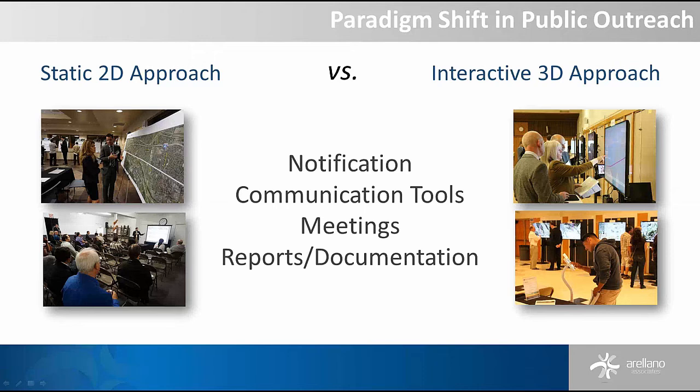So there is really a paradigm shift going on in public outreach over the last, I would say, 5 years. And it's moving from a static two-dimensional approach to a more interactive three-dimensional approach. And what I mean by that is, the old way of doing notification, communication tools, meetings, and reports and documentation has historically been kind of one-directional, giving information out and not really having a lot of ability to receive input other than public input received at public meetings, and then people also being able to potentially send in letters and things like that.